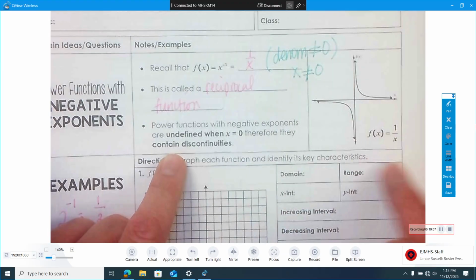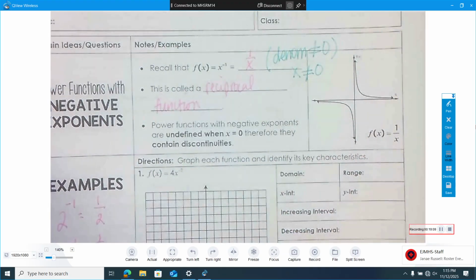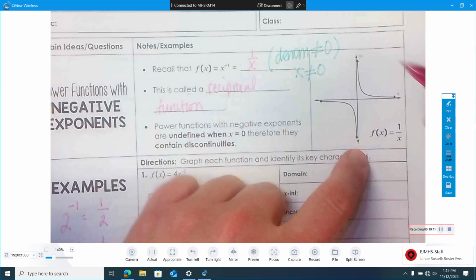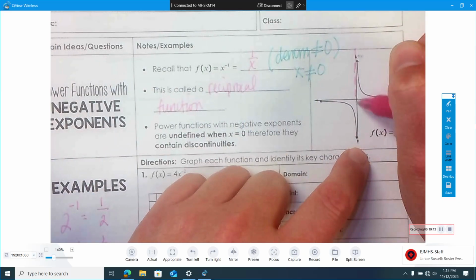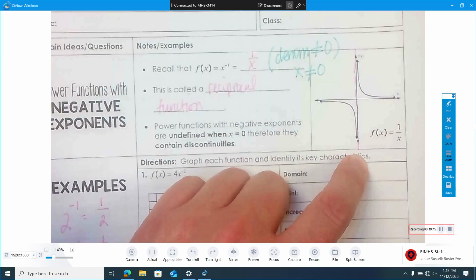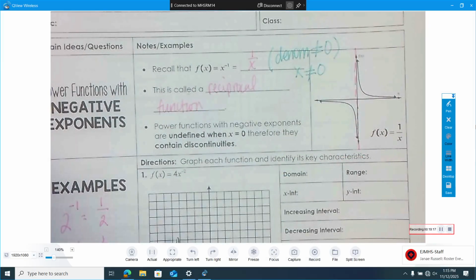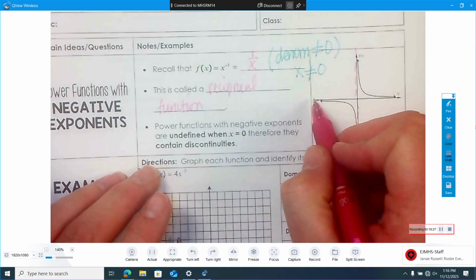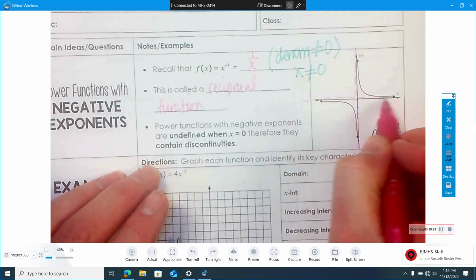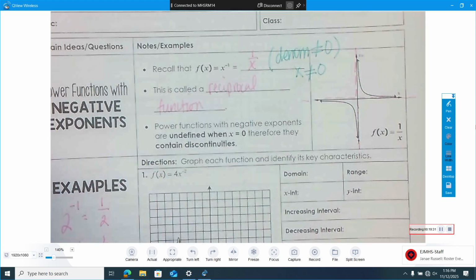So here is our function. Because that x is not allowed to be 0, we create this infinite discontinuity. That is that vertical asymptote right there. This function also has this horizontal asymptote, which we're going to officially learn this chapter, okay? We'll talk more about that.